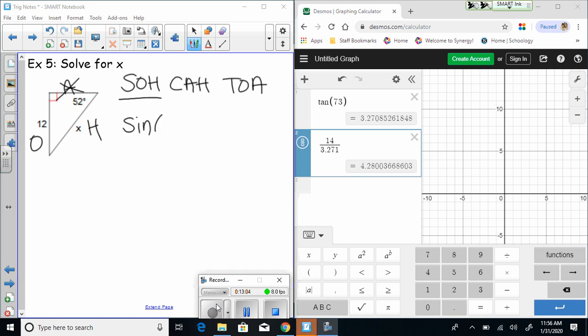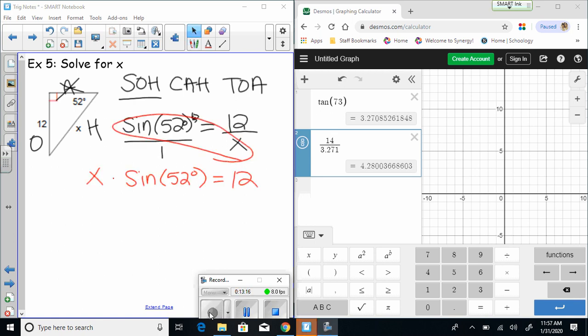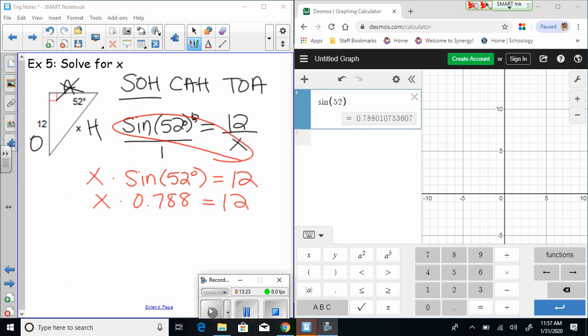Sine of 52 degrees, degree sign in here, is equal to the opposite over the hypotenuse. Again, we're going to set it up, so make our proportion, and then we're going to cross multiply. And then once we get that, we're just going to figure out the value of sine of 52 using Desmos. So we get that to be 0.788. If it makes you feel better, rewrite it. And now we're trying to get X by itself, so it's just a one-step equation.